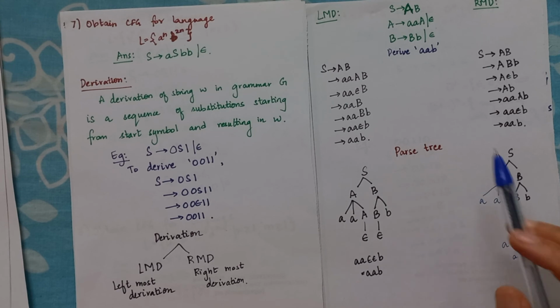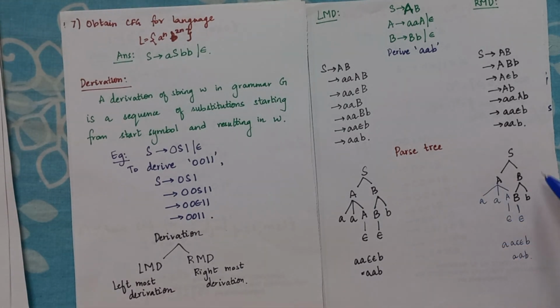Now as you can see, whether it is LMD or RMD, in this case it has given me the same parse tree. To understand about ambiguity in grammar, please check out the next video.